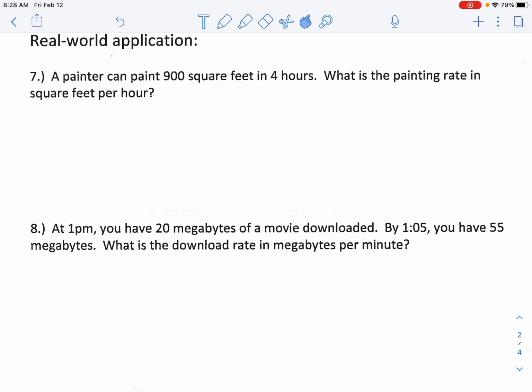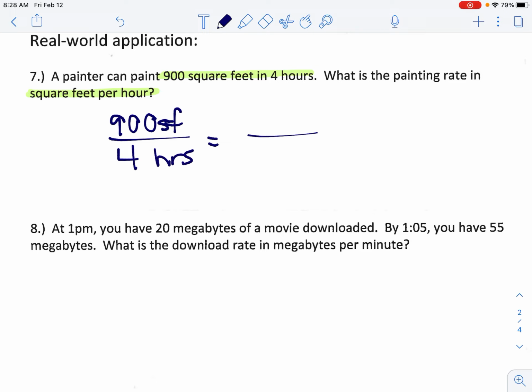All right, here comes what we always get to, right? The real world application. That's why we're learning how to do all of these tasks here. So a painter can paint 900 square feet in 4 hours. What is the painting rate in square feet per hour? Okay, so let's go ahead and set up our initial rate. So 900 square feet in 4 hours.